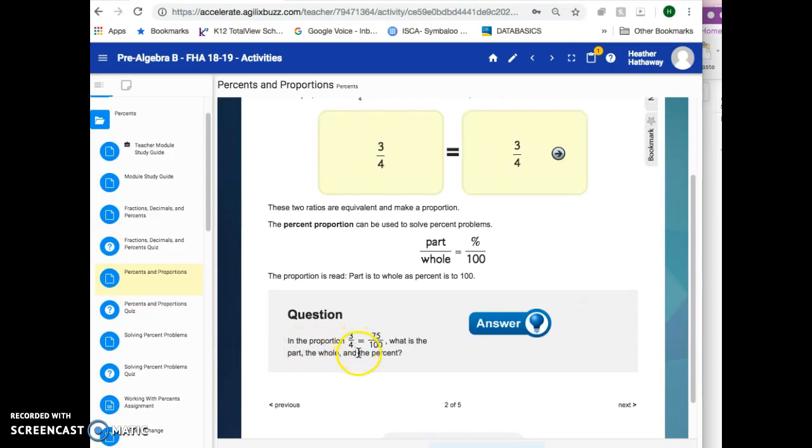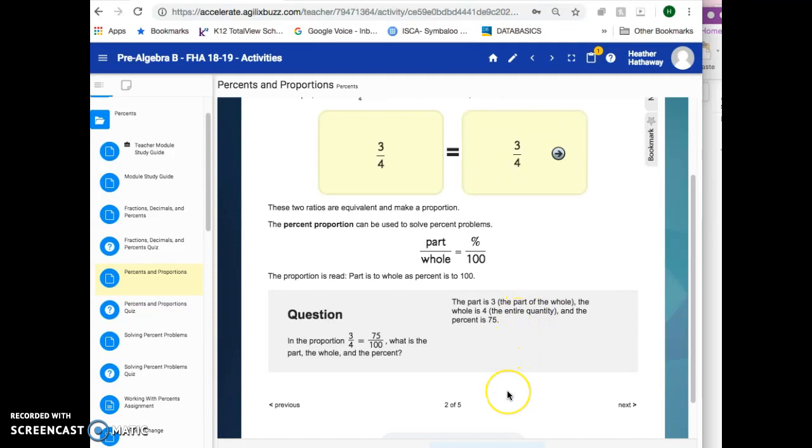So in the proportion 3/4 equals 75 over 100, what is the part, the whole, and the percent? So right now we're just going to identify the part, the whole, and the percent. So you should be thinking about that. Try to answer on your own. Even write it down in your notebook and then click on the answer. And then it's going to tell you the part is the 3. That's the part of the whole.